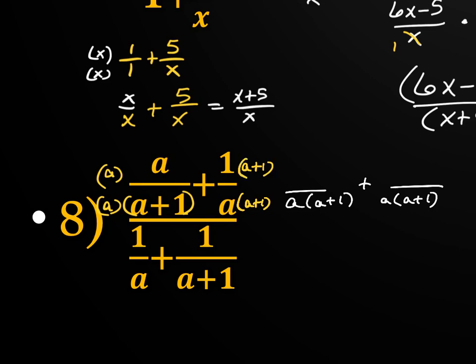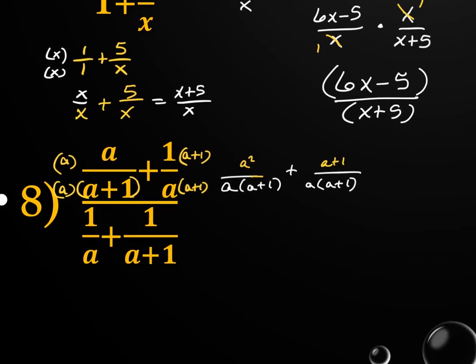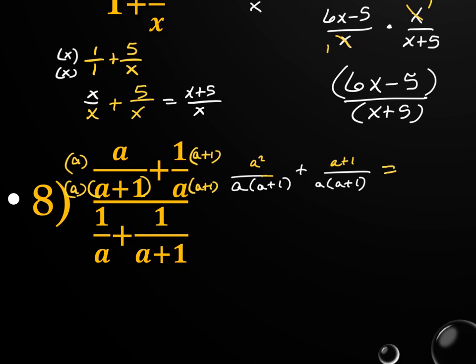So my new numerator on the first one, a times a is a squared. And on the second one, it's just the a plus 1. Now, do not look for things to simplify or cancel when you're adding. We need to add that yellow numerator. So my new numerator becomes a squared plus a plus 1, and it's all over the a times the a plus 1.